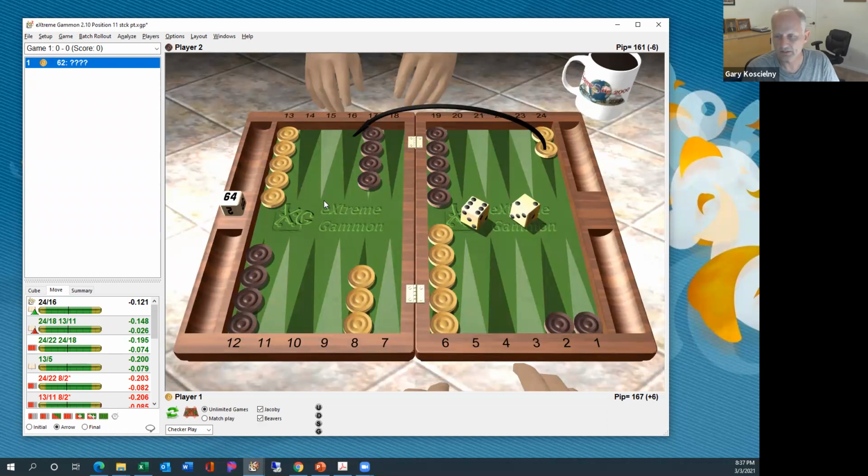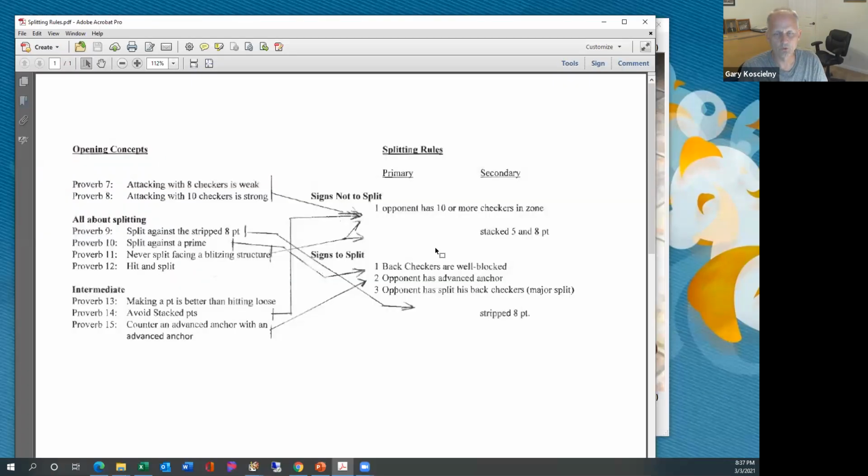Okay, so it's 8:37. I don't want to spend more time on that. We'll cover a little bit more of that next time, and then we'll get into the other splitting rules, which are, when do you split? It will take a while to go over when do you split, and then we'll look at those.